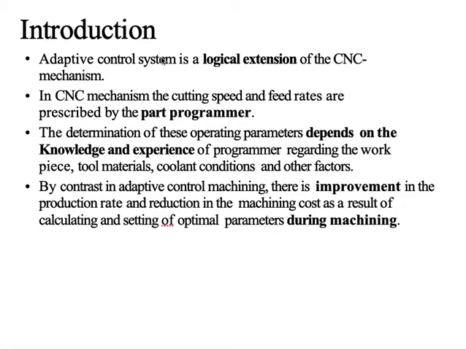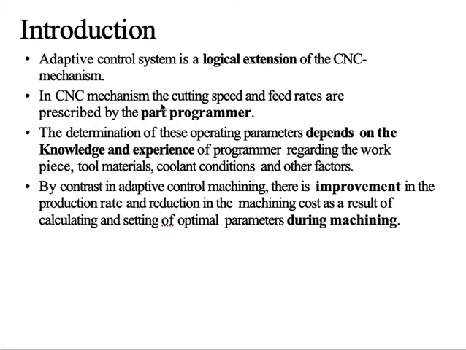Some of the process variables that have been used in adaptive control machining systems include spindle deflection or force, torque, cutting temperature, vibration amplitude, metal removal rate, cost per volume of metal removed, and horsepower, etc. The adaptive control system is a logical extension of the CNC mechanism.